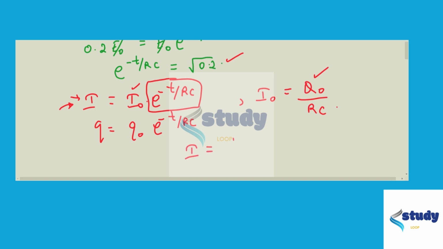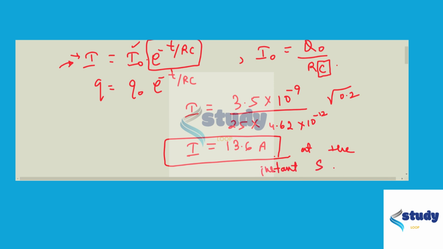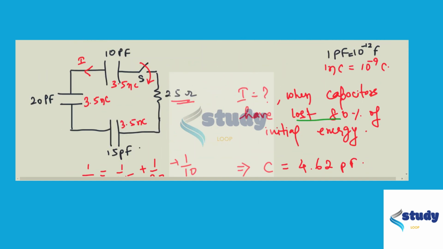So we get current as the initial charge, 3.5 nanocoulomb, divided by the resistance times the net capacitance. This C is the net capacity that we figured out as 4.62 picofarad, so 10 to the power minus 12, and root of 0.2. Simplifying this gives us the current in the circuit at this instant, that is 13.6 amperes. So this is the current flowing in the circuit at the instant S is closed. What is S? S is the switch over here in the circuit.